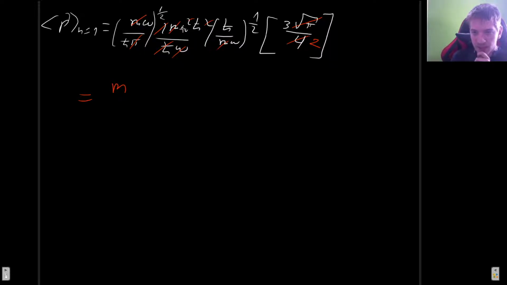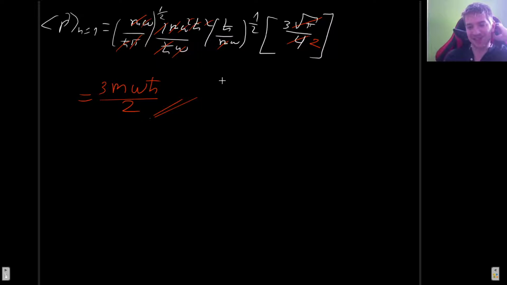Then we have omega to the 3/2 divided by omega to the 1/2. So we just get omega. Then h bar to the 3/2 divided by h bar. So we can just go canceling all these things. We get h bar, and there's this 3, and there's 2. Okay, I think I didn't leave anything out. Let me just double check. So 3m h bar omega divided by 2. Okay, great. So this is our final result.